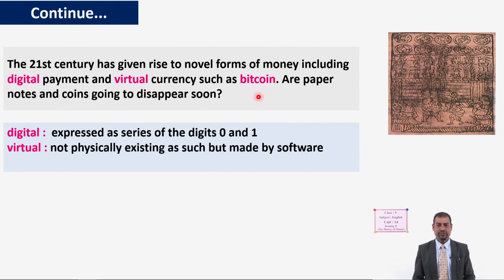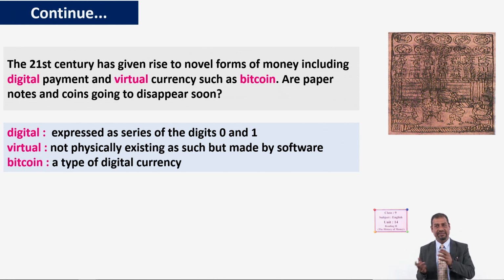Now another word we have is Bitcoin. What does it mean? Very advanced, digitally we are using currency these days, so you can pay online, you don't need to take out paper money. So forms of currency, a type of digital currency. So is it clear to you? Good.